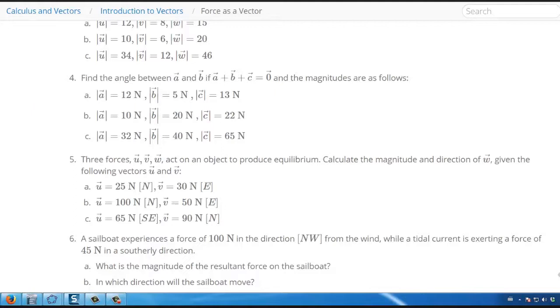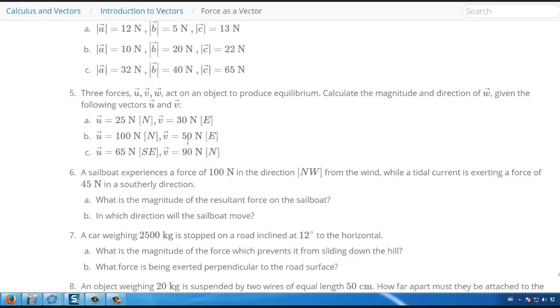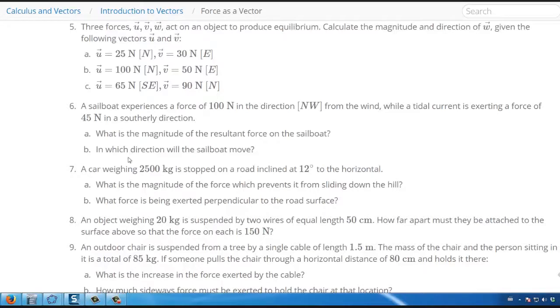Okay, number 5 is roughly the same thing. U, V, and W act on an object to produce equilibrium. In other words, we are going to get the zero vector when we add them all together. Calculate the magnitude and direction of W given the other two. And so basically what you're doing is you're finding out the remaining side of these triangles, and this one's north and this one's east, so what kind of a triangle are you making? Northeast. What's that, RJ? So it's a right angle triangle, that's right. So is B. B is also a right angle triangle, that's right.